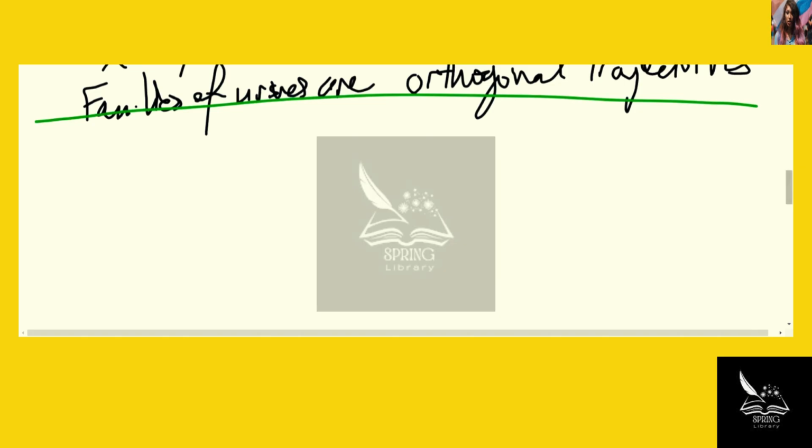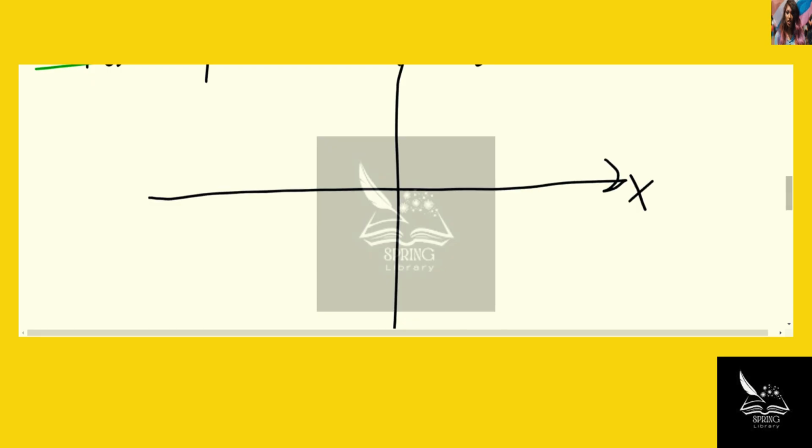Now I'll sketch families of both curves on the same axes. So the first family, again, these are just parabolas with vertical axes with vertex at the origin. So they look like this.